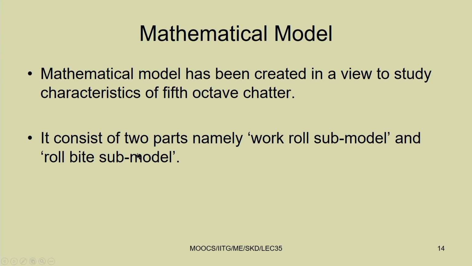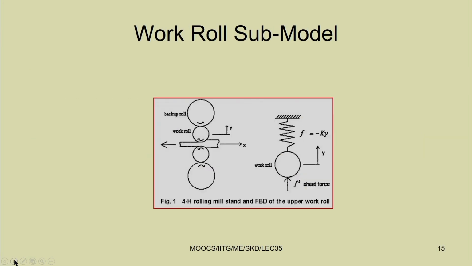In this case, it consists of two parts, namely the work roll submodel and the roll bite submodel. So, the total analysis is divided into two parts. Combining these two models, the rolling mill model has been developed, and it is then simulated to find the response in the case of this rolling operation.